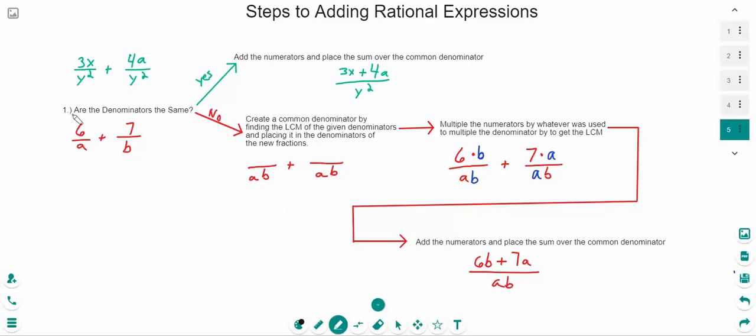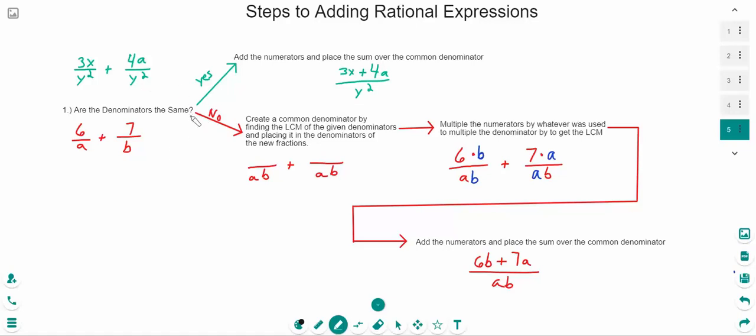So the first question, are the denominators the same? If the answer is yes, such as in this green problem, then life is wonderful. All we need to do is add the numerators and place the sum over the common denominator. So we're just taking the 3x plus 4a and putting it over the common denominator, y squared. Life is great. The denominators are the same.